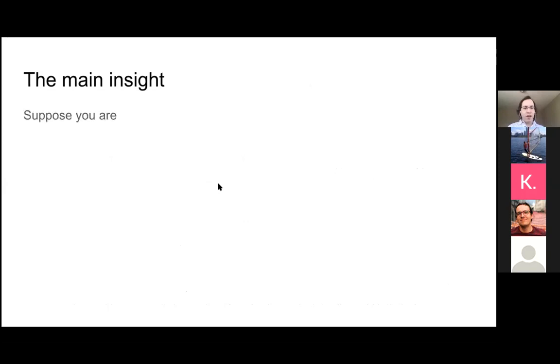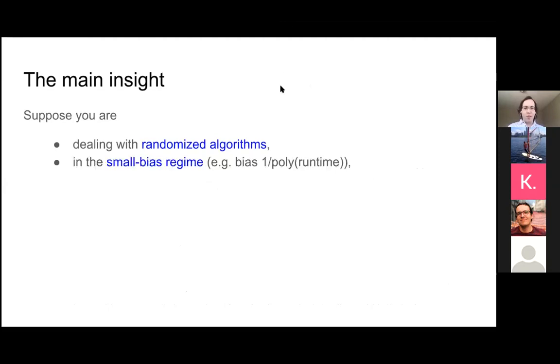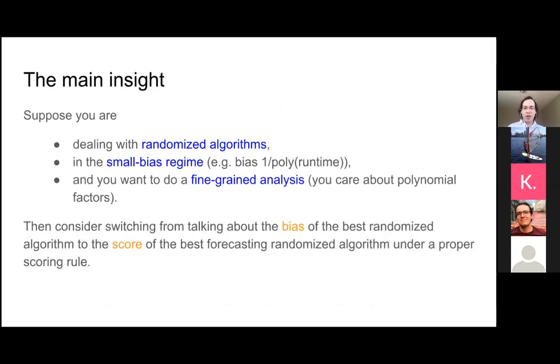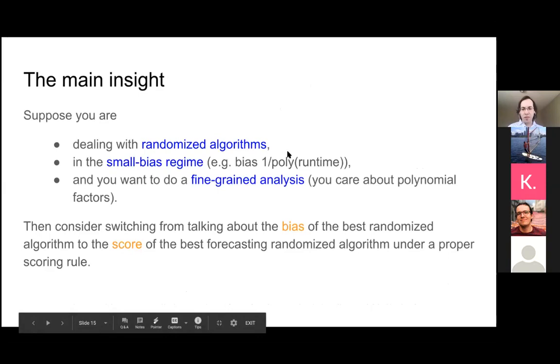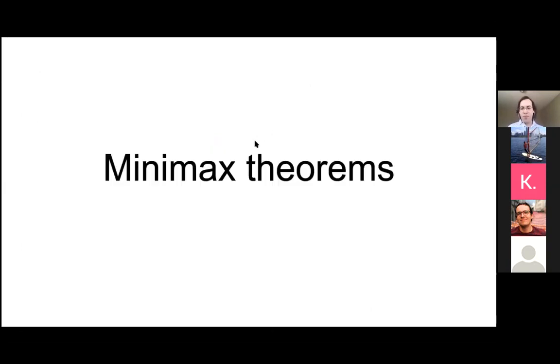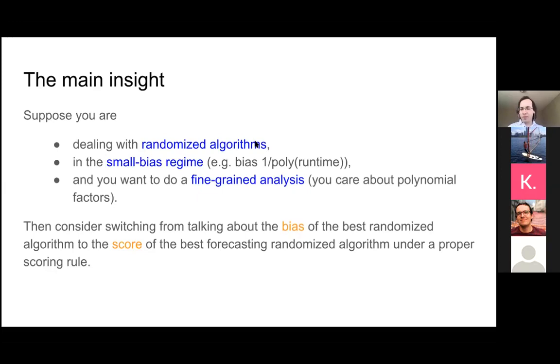So again, the main insight, and this is a repeat of before: if you're dealing with randomized algorithms in this small bias regime, and you want to do a fine-grained analysis, meaning you care about polynomial factors, consider switching from talking about the bias of the best randomized algorithm to talking about the score of the best forecasting algorithm under a proper scoring rule. Okay, and that's sort of part 1 of the talk.